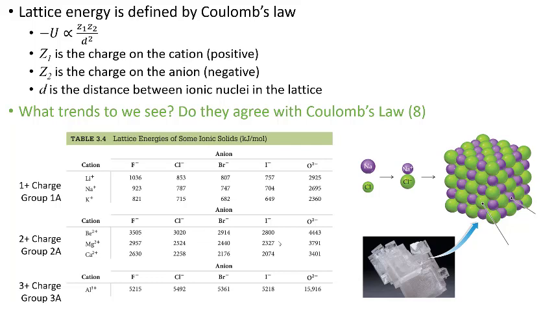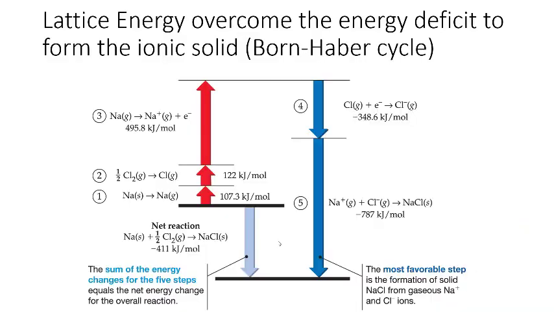So that brings us back to our energetic diagram. This energetic diagram we give the name the Born-Haber cycle. So previously, what we introduced to you was the formation again of sodium chloride.